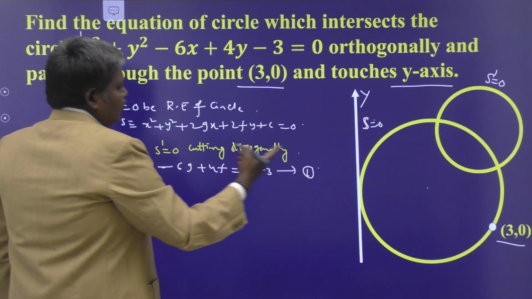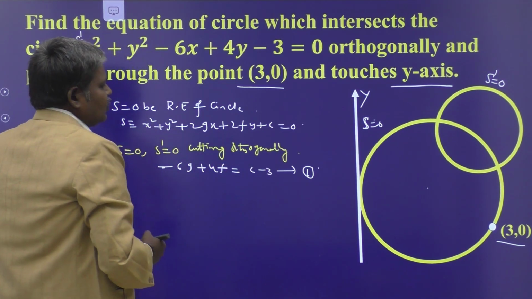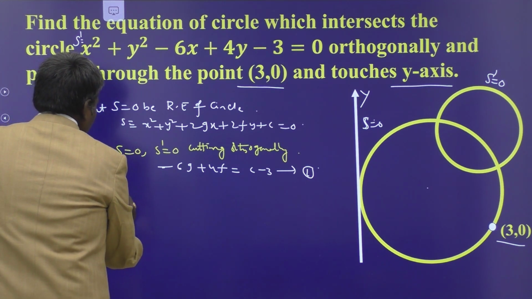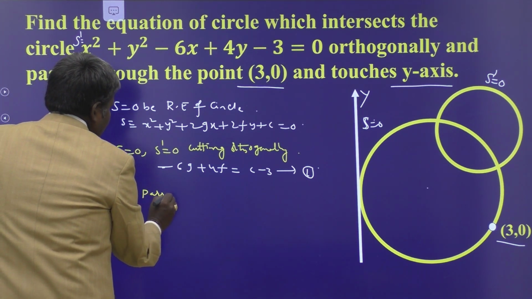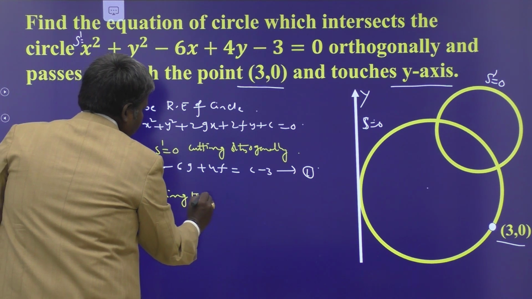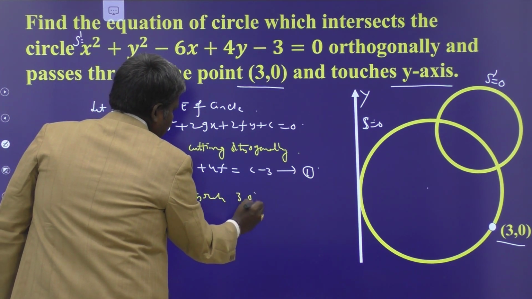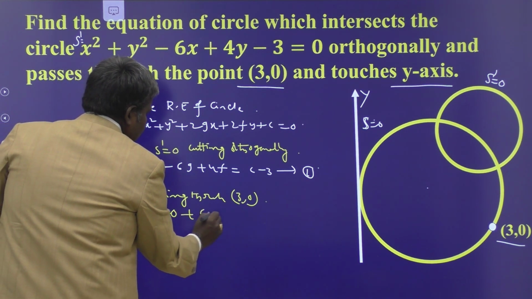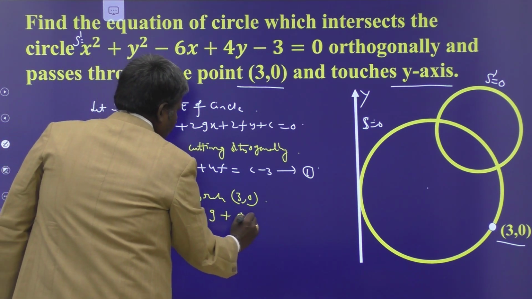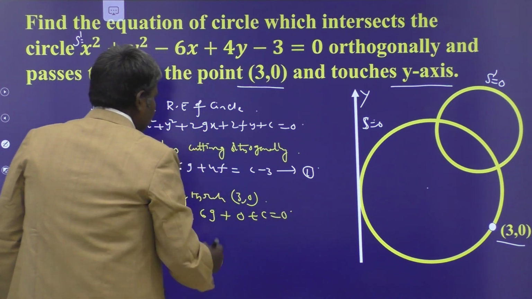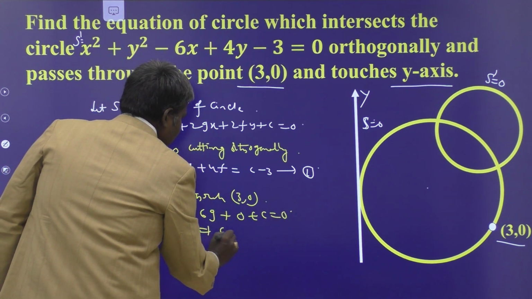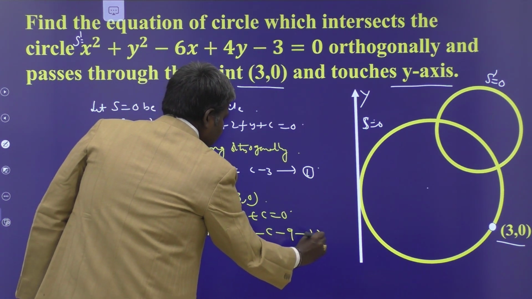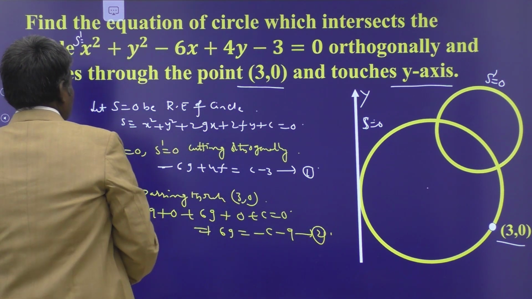Again, the circle s equal to 0 passing through 3, 0. Implies what happened? 9 plus 0 plus 6g plus 0 plus c is equal to 0. Implies what? 6g plus c equal to minus 9. This is equation number 2.